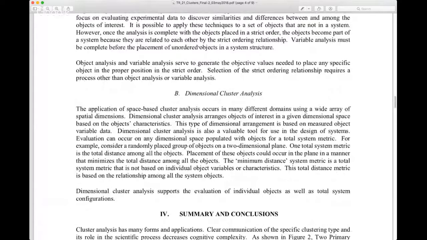So you use these techniques to generate objective values, needing to place any specific object in its proper position in a strict order. Selection of the strict ordering relationship requires a process other than object analysis or variable analysis. That selection is key to the subject matter expert that knows what's going on. That's not a mechanical calculation. It's fundamental and very important, and it's not a mechanical calculation process.